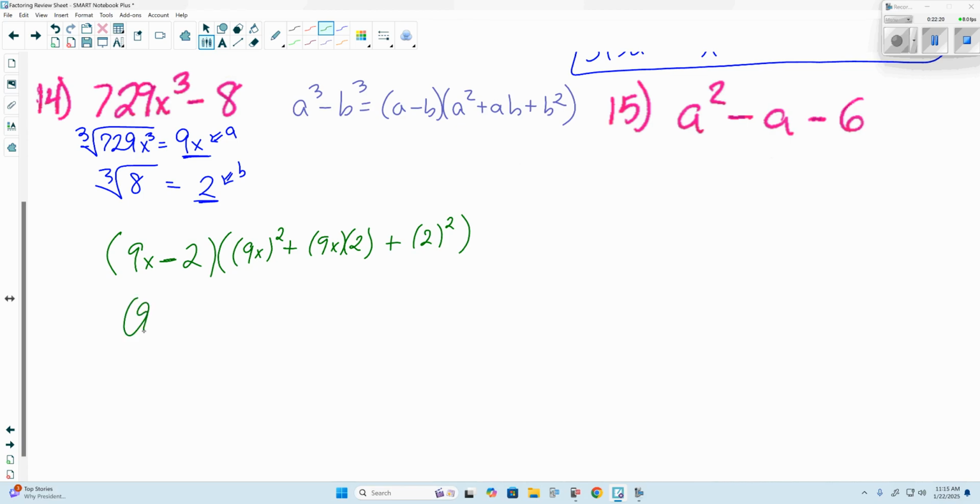Now the first set of parentheses, the 9x stays the same, minus 2 stays the same. 9x squared. 9 times 9? 81x squared. We're doing 9x times 9x. So 9 times 9 gives us 81. X times x gives us x squared. Plus 9x times 2. 9 times 2 is 18x. Plus 2 squared. 2 times 2 is 4.